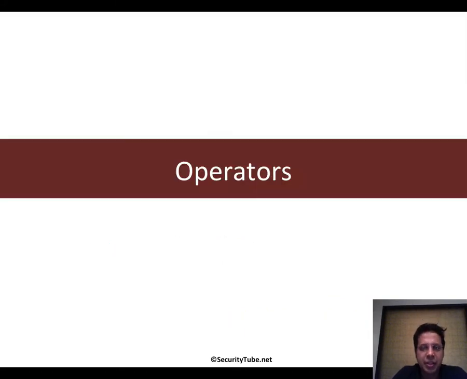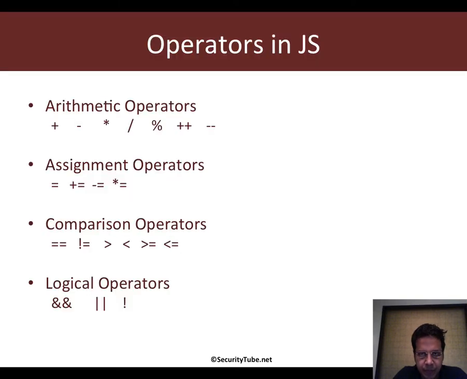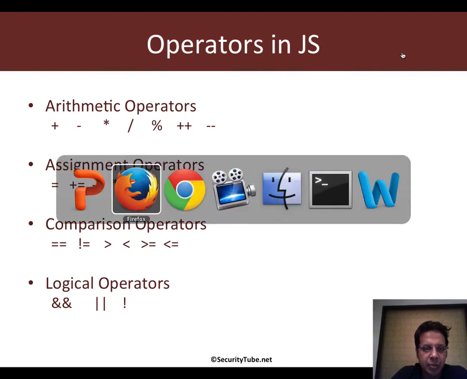Now in this video, we will look at operators in JavaScript. Primarily you have arithmetic, assignment, comparison, logical, and of course Boolean operators. Now let's take up some simple examples with arithmetic operators.